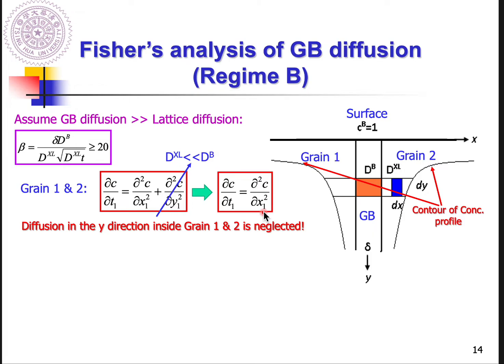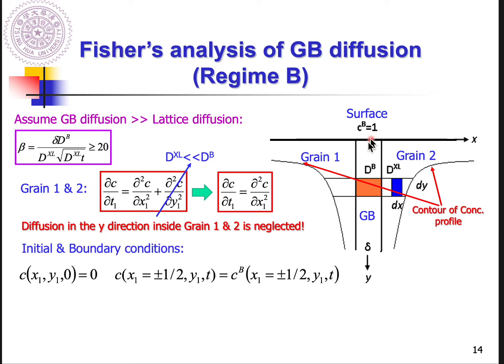Okay, so diffusion into the y-axis can be ignored because the d-axis is much smaller than dB. So the diffusing atoms mainly diffuse through the grain boundary and diffuse inside the grain. In order to solve this diffusion equation, you also need some initial and boundary conditions.